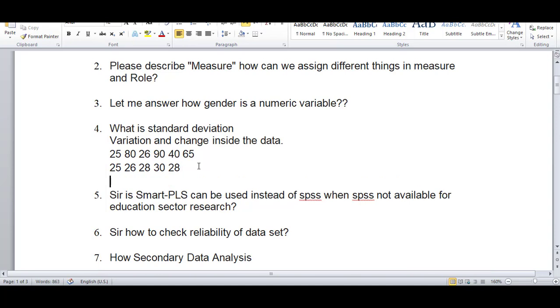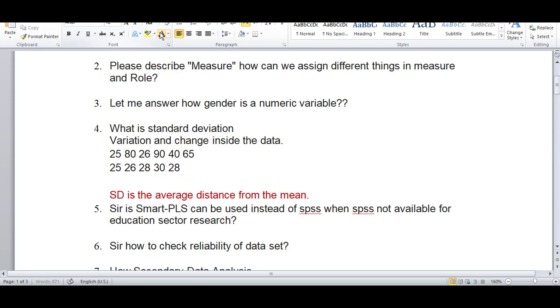The basic idea of standard deviation, SD, is the average distance from the mean. It tells how much variation there is in the data set. For example, if the standard deviation is 0, which is almost impossible, but hypothetically, it means you all have the same number, for example your data set has 25, 25, 25, 25, 25.